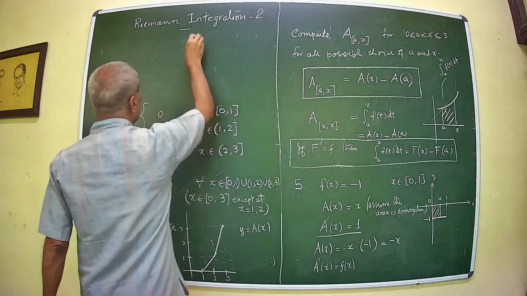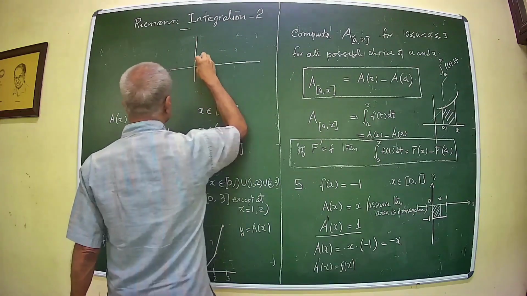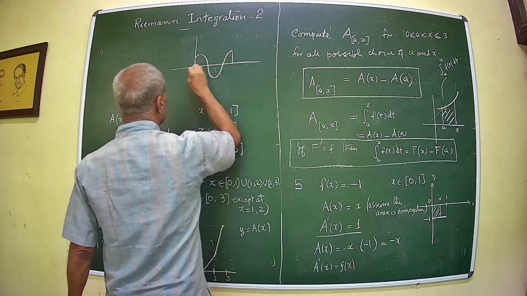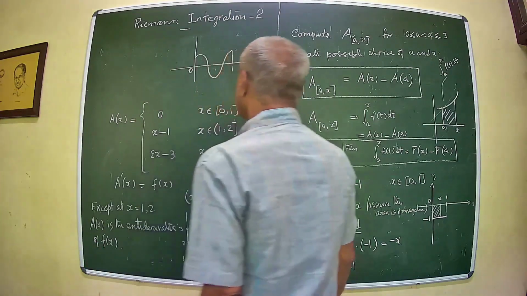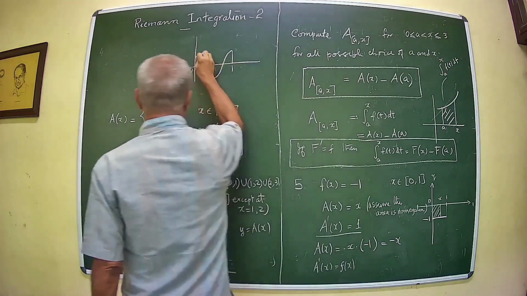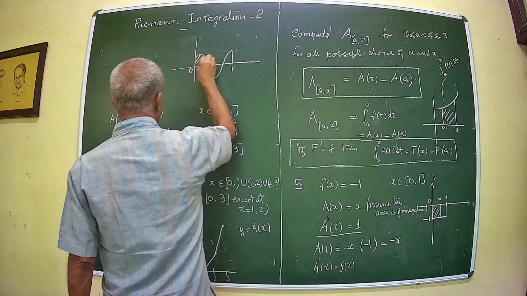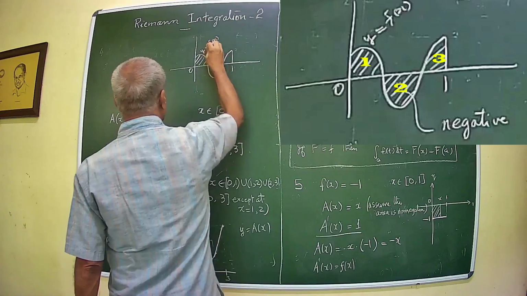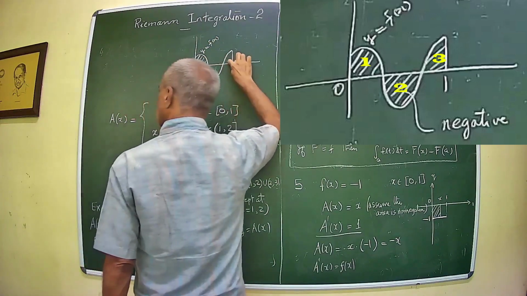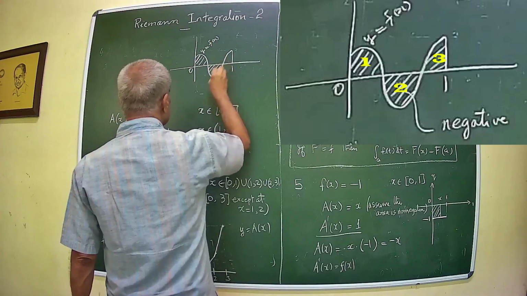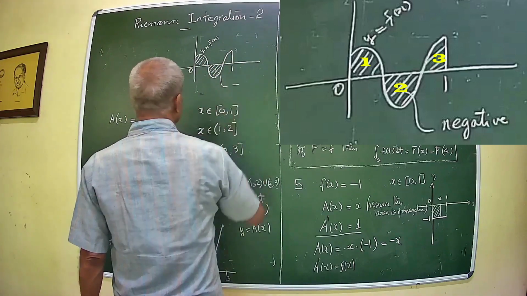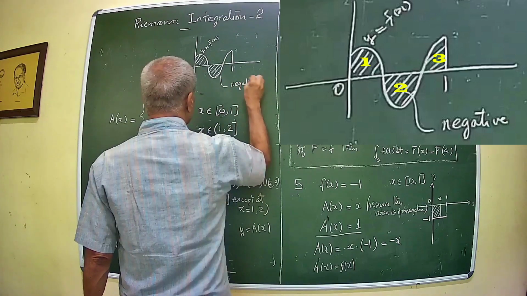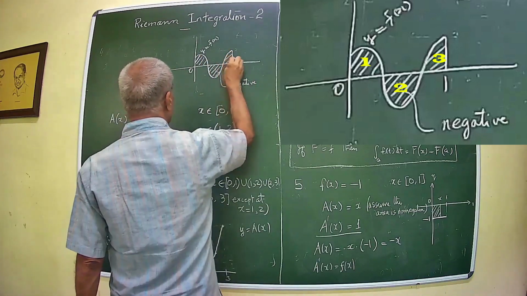If you have a function, now what is the area enclosed between the curve y equal to f(x)? It is the sum of the area of this plus this plus this. But what is this? This area is negative, and these two areas are positive.